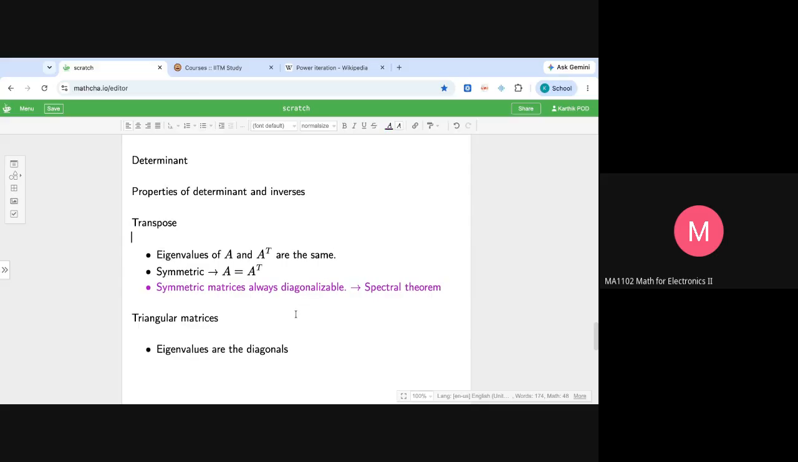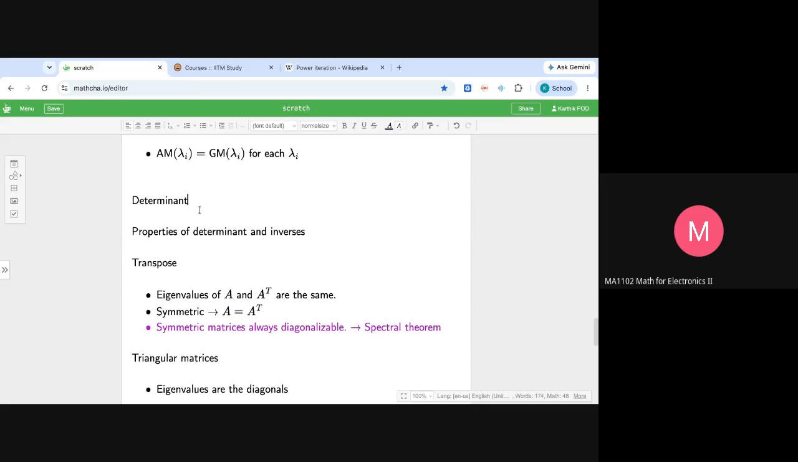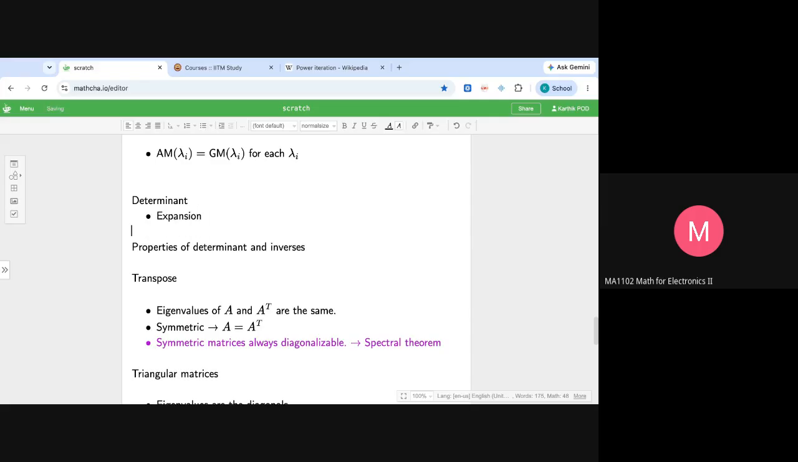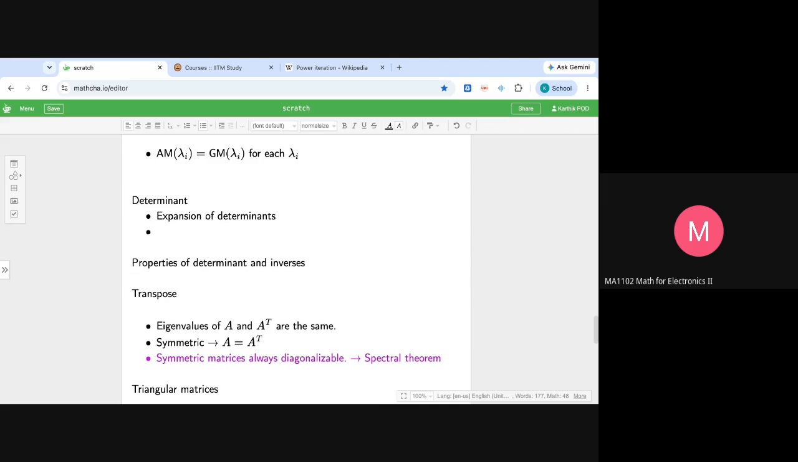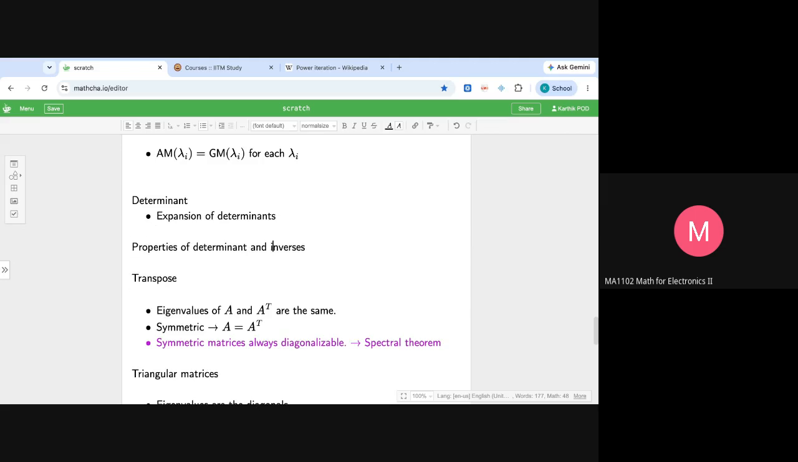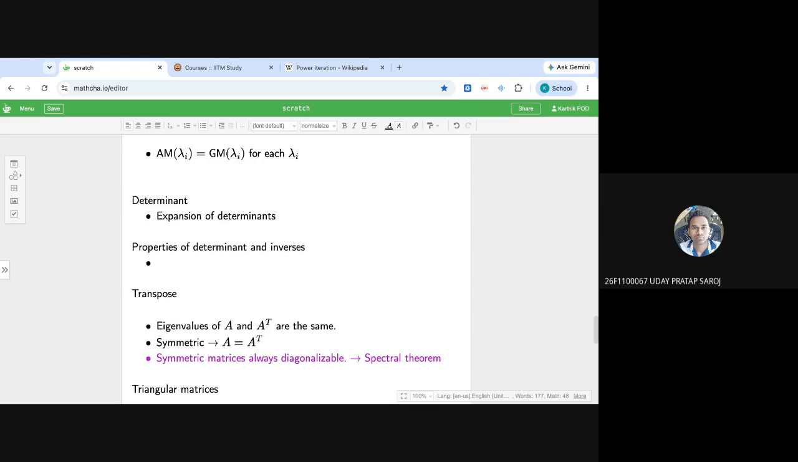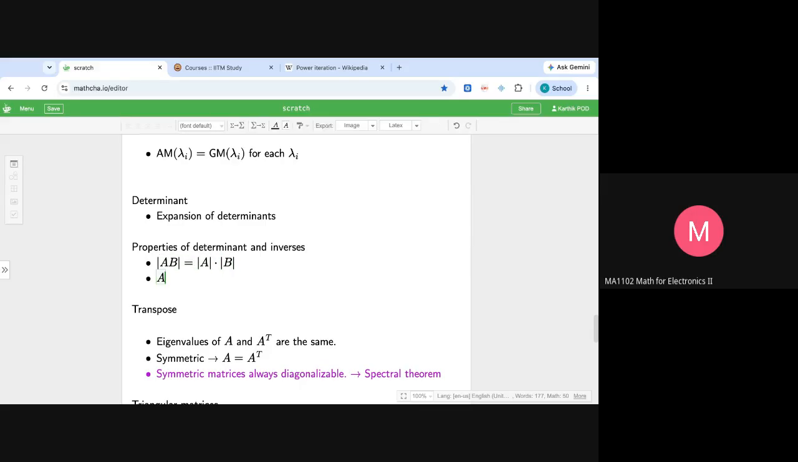Here, determinants. I think the whole expansion of that is a bit boring, but it is classical. Then there are some properties. One is that the determinant of AB is the determinant of A times the determinant of B, the multiplicative property of determinants.